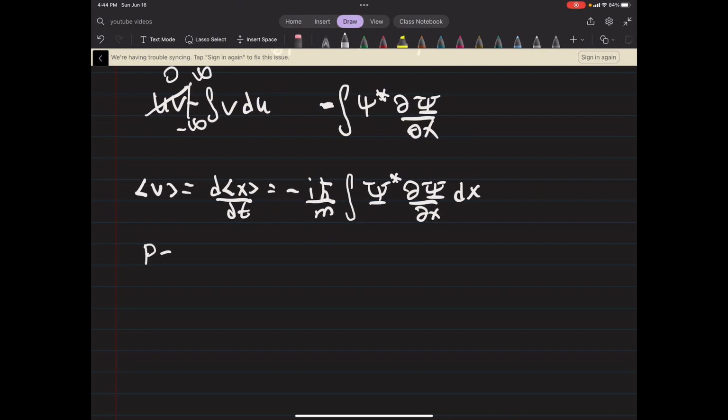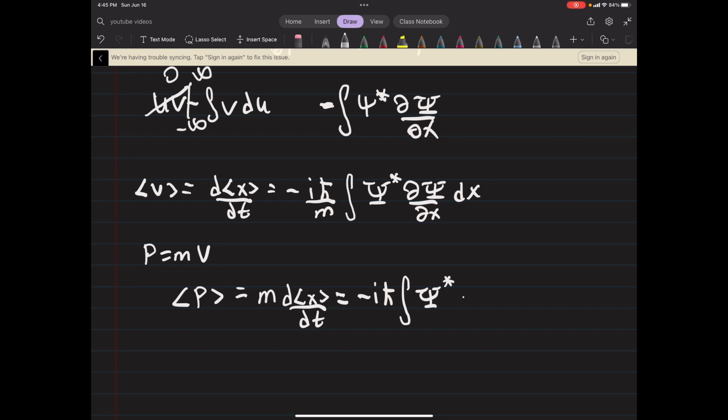Now, our momentum is mass times velocity, at least classically. So our expectation value of momentum is m times d expectation value of x with respect to time. So it cancels our m. And now we have our expectation value of momentum. Now we usually don't use our velocity expectation value, it's usually our momentum.